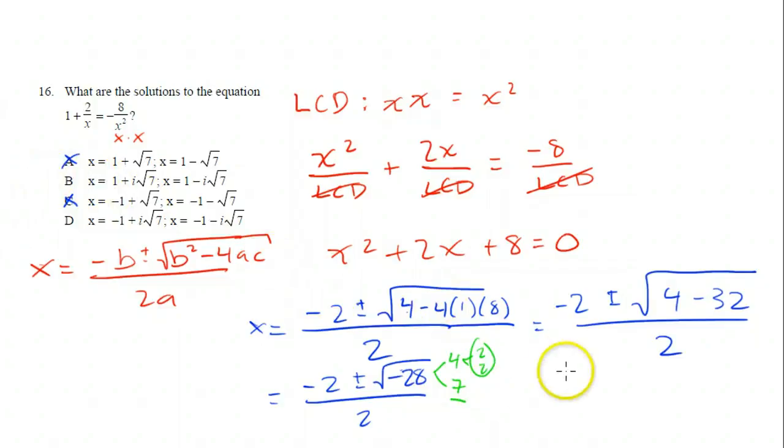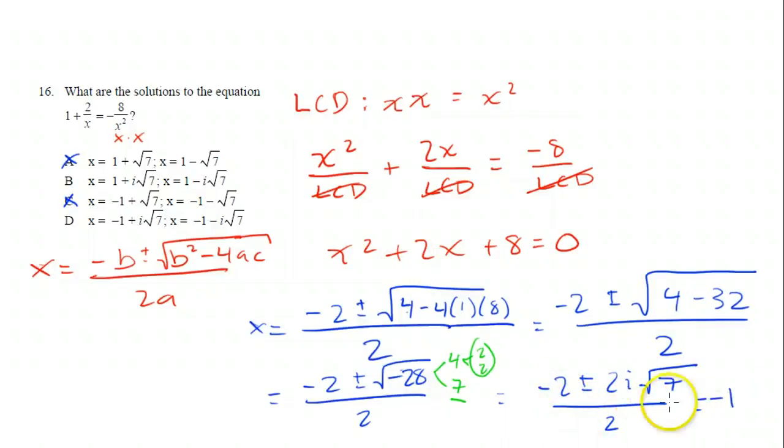So rewriting that's going to give us negative 2 plus or minus, we pull out that 2, pull out the i, and leave the root 7. And now, to get our final answer, all we do is divide both terms by 2. So negative 2 divided by 2 is negative 1. And 2i root 7 divided by 2, those 2's cancel out and we get just the i root 7, which is negative 1 plus or minus i root 7. That's this one right here.